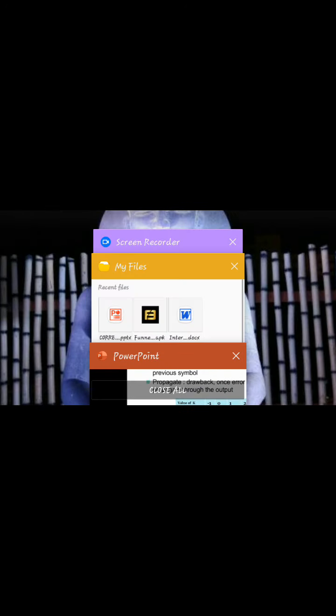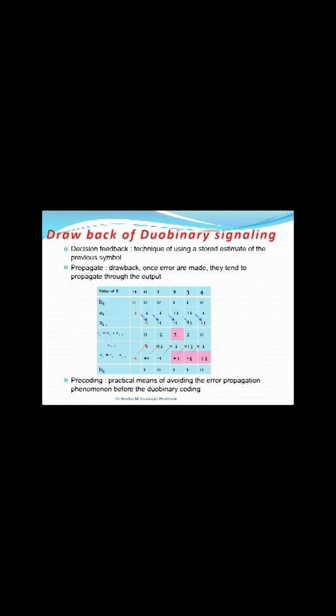Hello students, welcome back for the next topic on correlative coding. The second one we are going to talk about is the modified duobinary signaling.